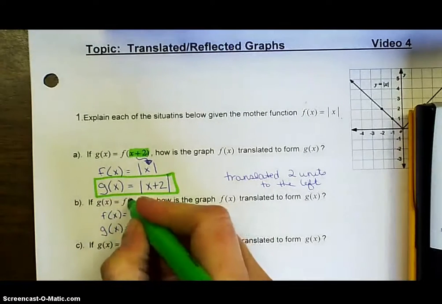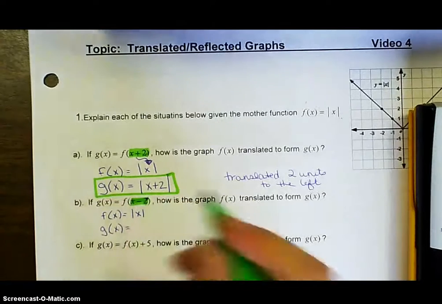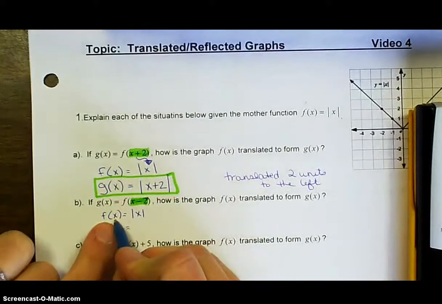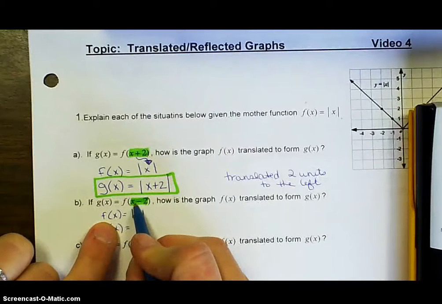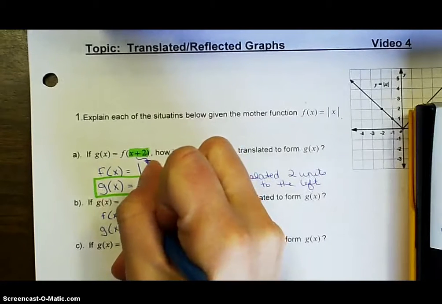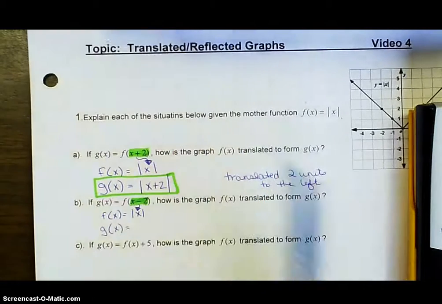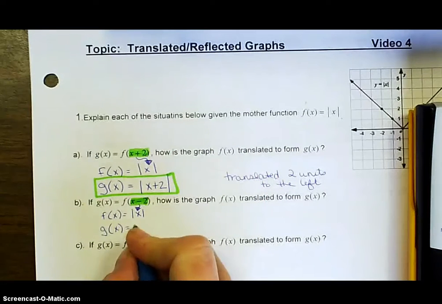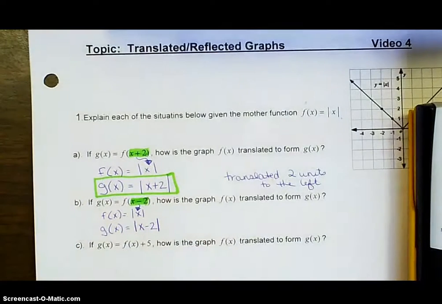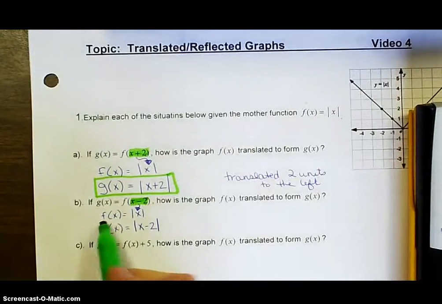So if we take a look here, x minus 2 is all inside of the parentheses. If we take a look at our mother function, x is inside the parentheses. Now we want to put an x minus 2. So that means wherever we see an x, we're going to replace it with an x minus 2. So this is going to become the absolute value of x minus 2. All right, so now we have our brand new function.